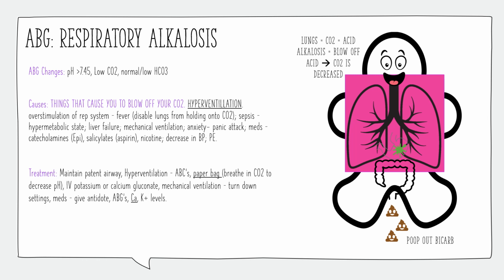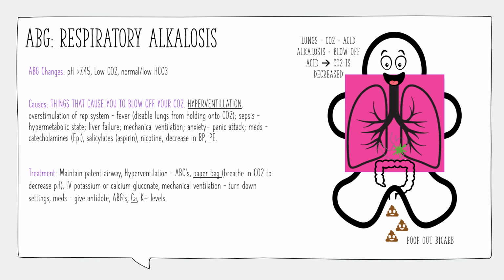Other medications that could cause respiratory alkalosis: aspirin, nicotine, epinephrine, and then other things could be a decrease in blood pressure or a PE. So again, if you're thinking about alkalosis, what are things that are going to make me lose my acid in my lungs and blow off my CO2? Anything that's going to put you into a hyperventilation state.